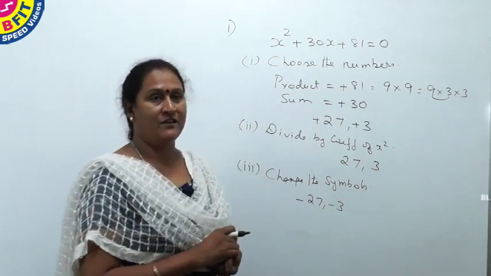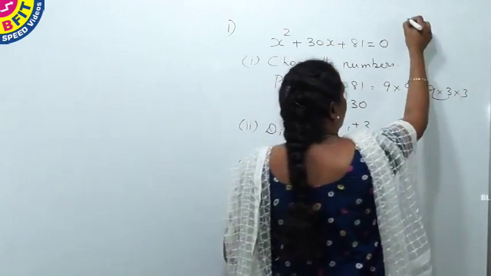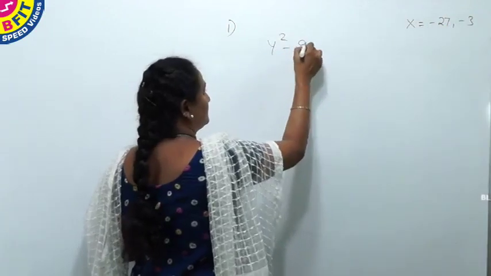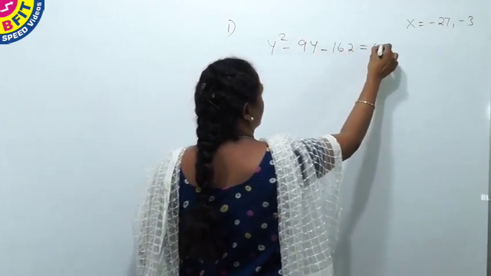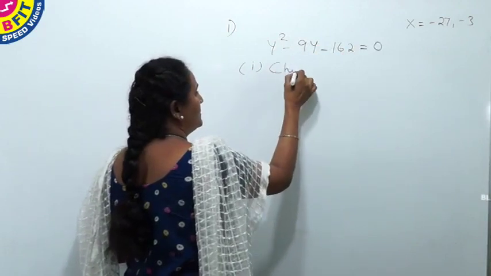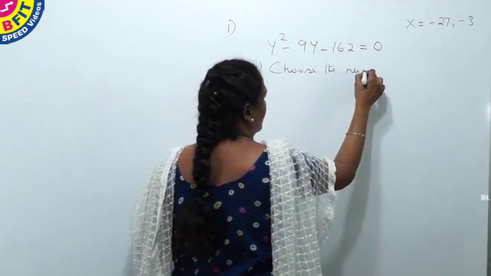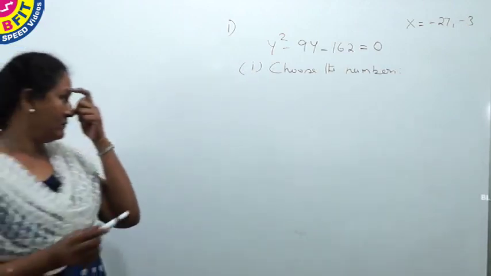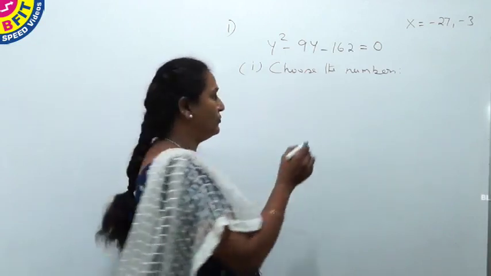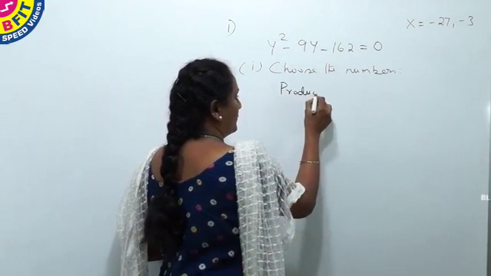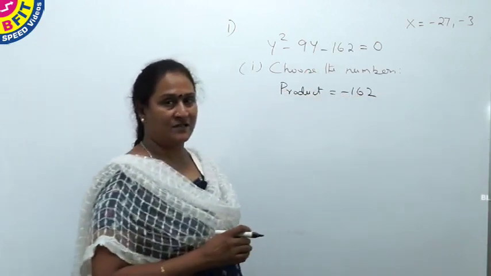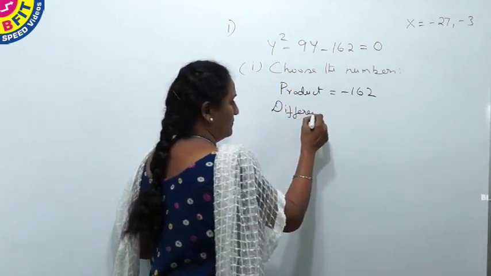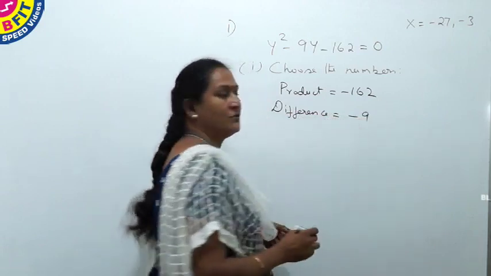Now we'll solve the second equation and get the values of y. We'll retain the values here, minus 27 and minus 3. The first step, choose the numbers. Here you have minus 162, so the product should be minus 162. As you have minus, write difference. So the difference should be minus 9.